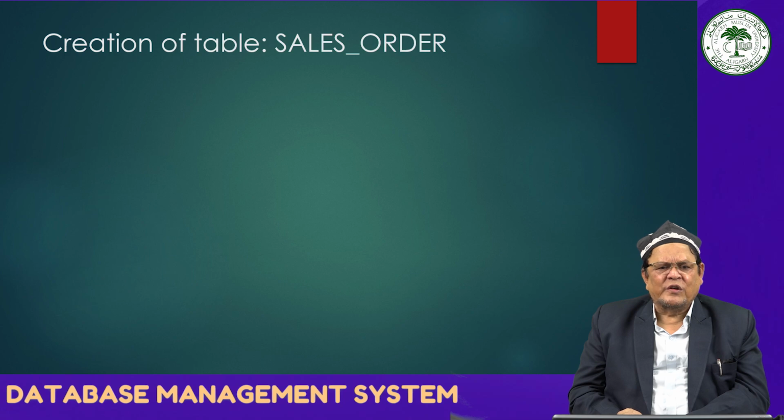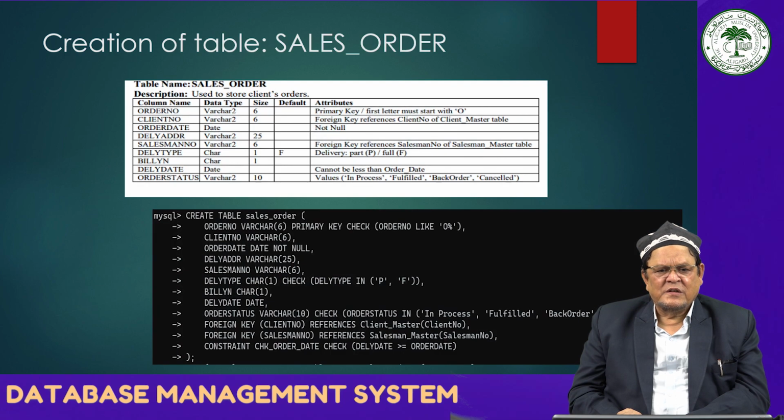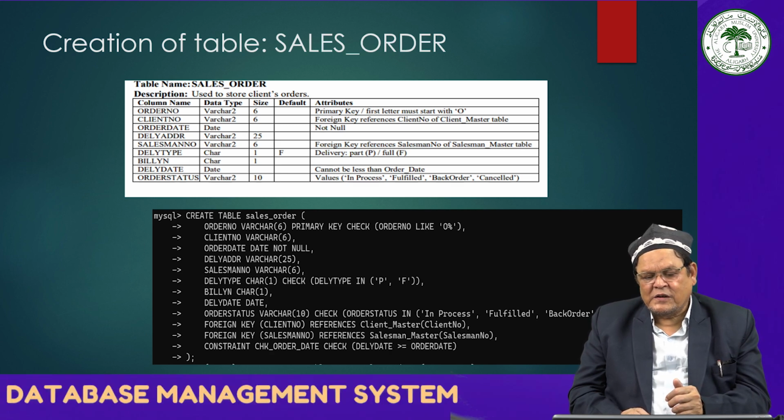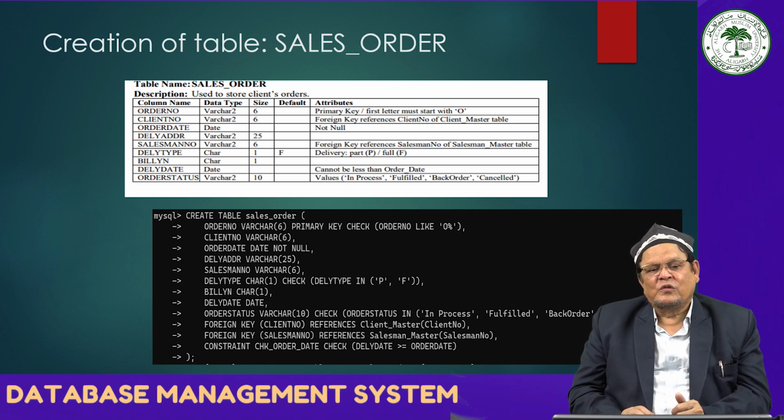The next table you have to create is sales order. In the sales order, the table description is like that: column name, data type, size, default, and attributes. Here you can also give attributes like that, a primary key, you can say order number, varchar, and the size 6. You have defined the primary key, and you want to define that the first letter must start with O. Also you have to give restrictions.